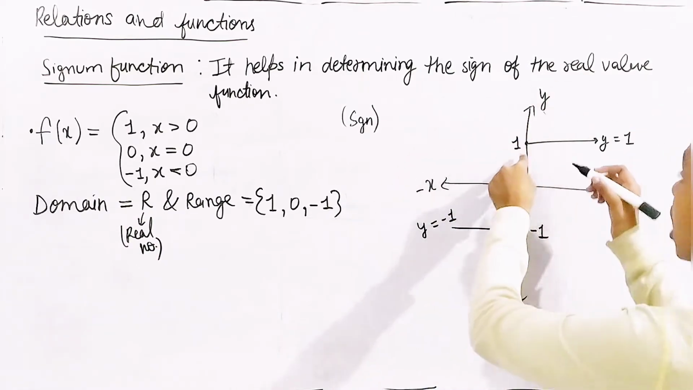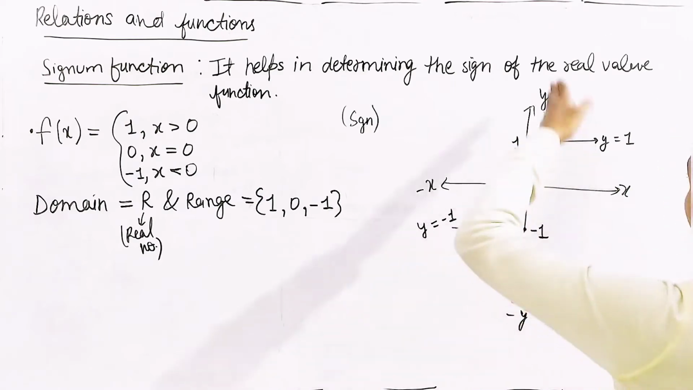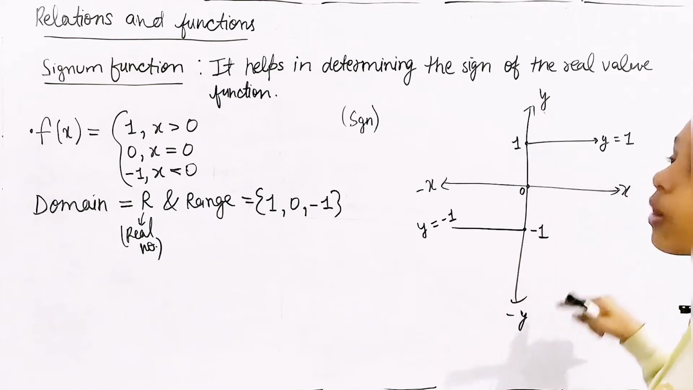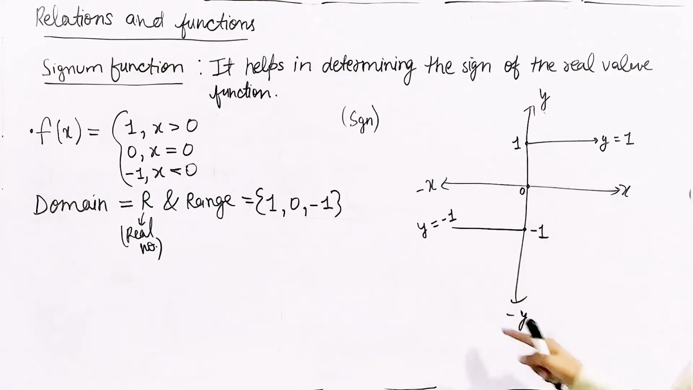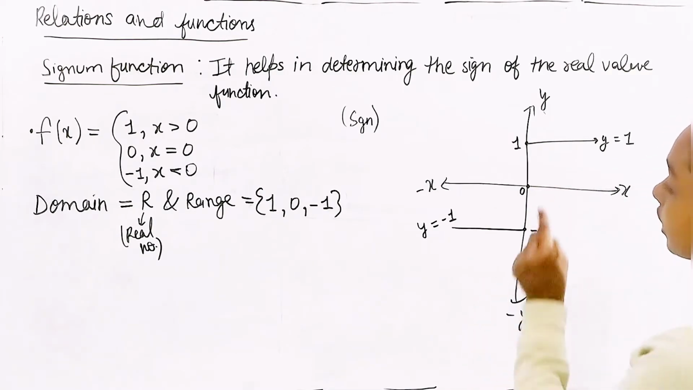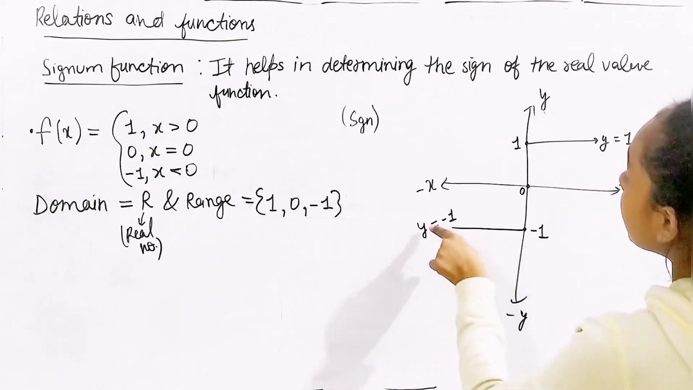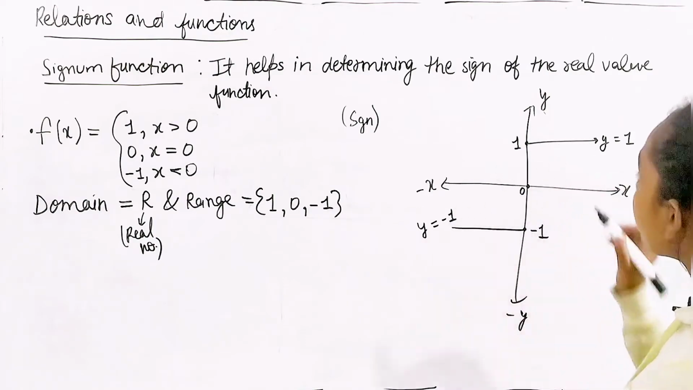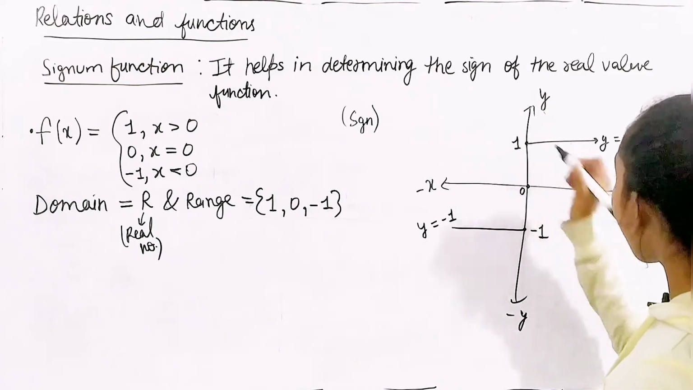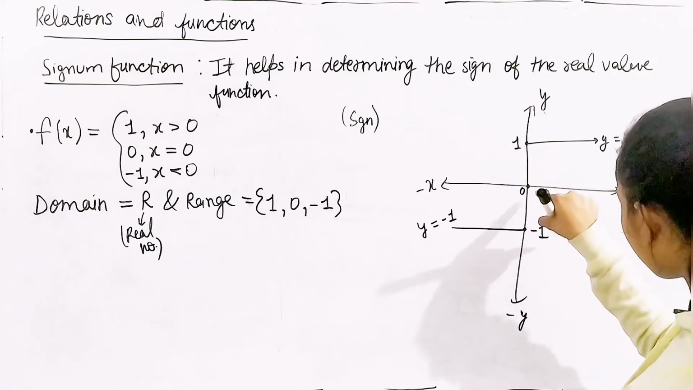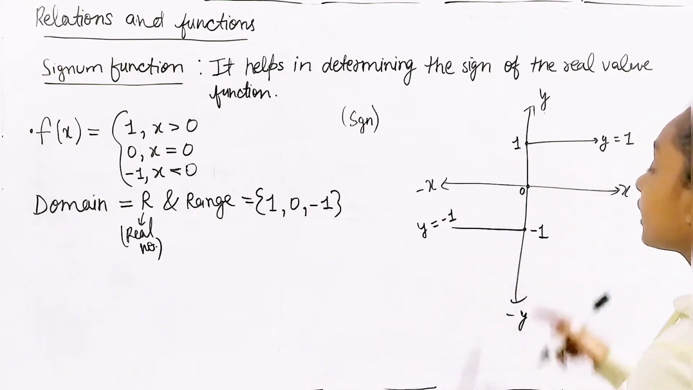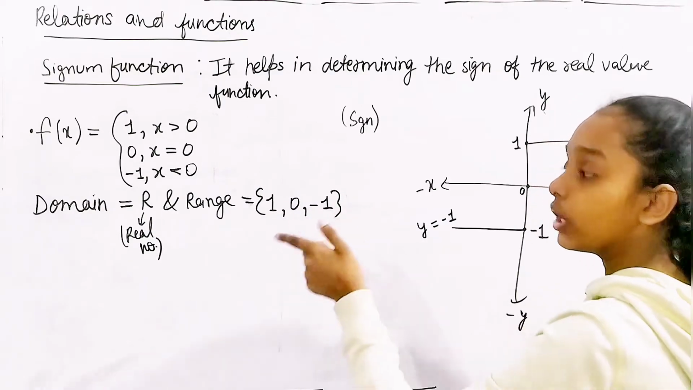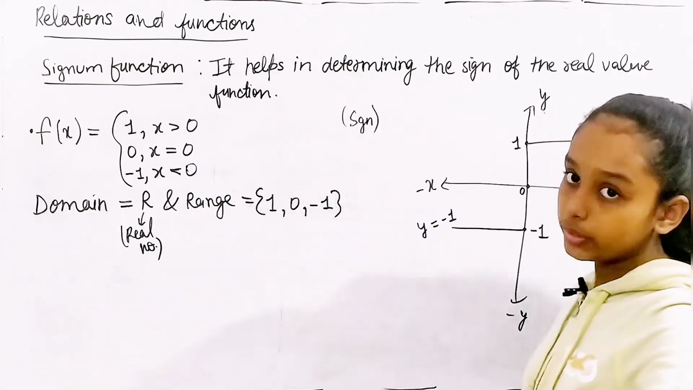Like, if I'm going to talk about the positive one, which is on the positive y-axis, then y is equal to 1. But if it's going downwards in the negative y, then the value of y will be -1. So here we have 1, here we have -1, and here we'll have 0. Nothing else. The range is permanent, 1, 0, -1, and the domain can be any real number.